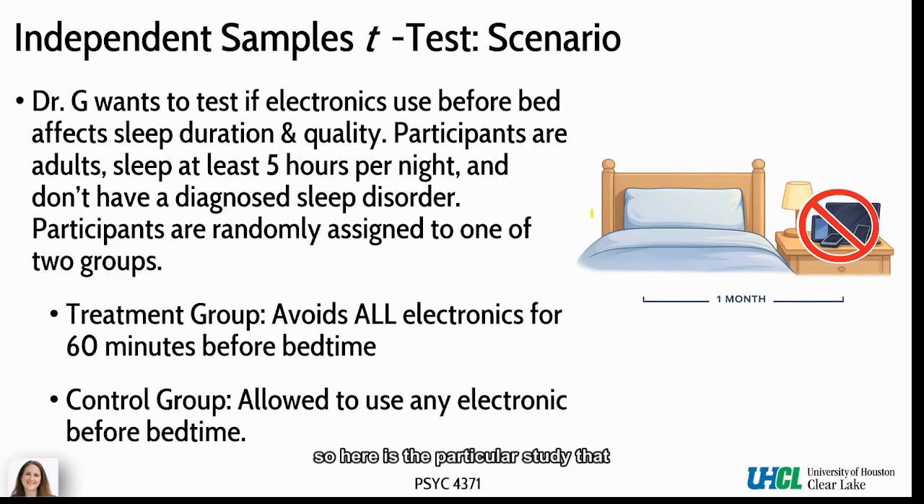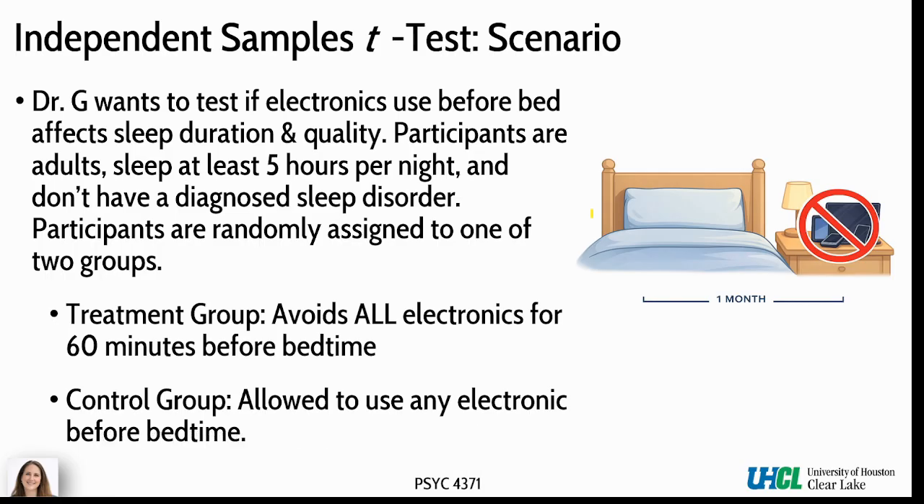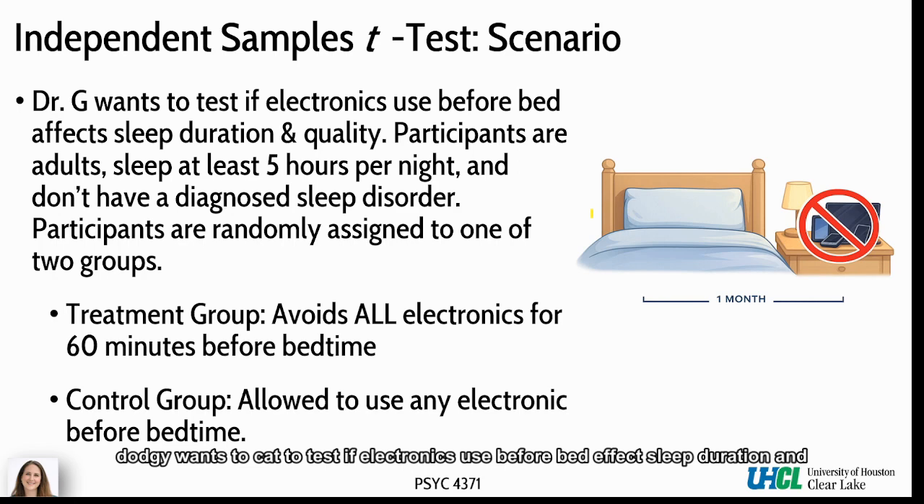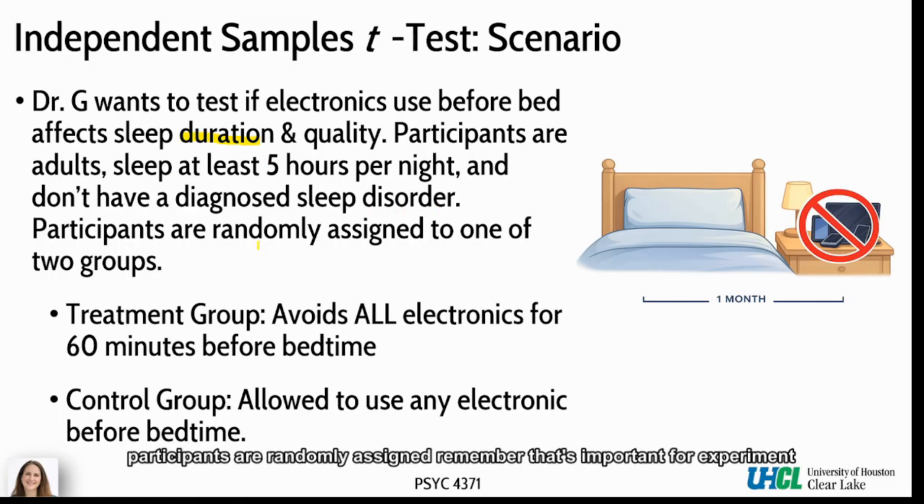So here is the particular study that we're going to run, or the little experiment that you're going to run in your data here. Dr. G wants to test if electronics used before bed affects sleep duration and quality. We're really just looking at duration. That's the only one I looked at, I believe. Participants are adults. They sleep at least 5 hours per night, and they don't have a diagnosed sleep disorder. Participants are randomly assigned. Remember, that's important for an experiment. To one of two groups.